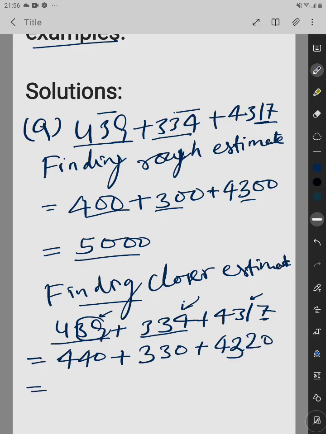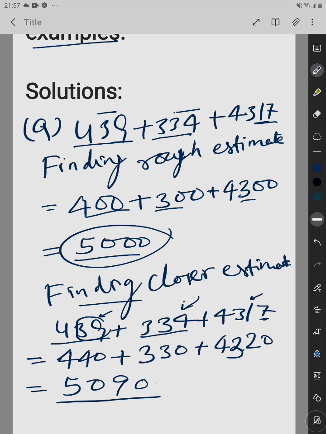Now we sum it. 0, 2 and 3 is 5, 5 and 4 is 9, and 3 is 6, and 6 and 4 is 10. So it will come 0, and 4 with the carry over 1 is 5. This is the answer. You can see that by rough estimate we got 5000, and for the closer estimate we found 5090. So the closer estimate is close to the actual one.